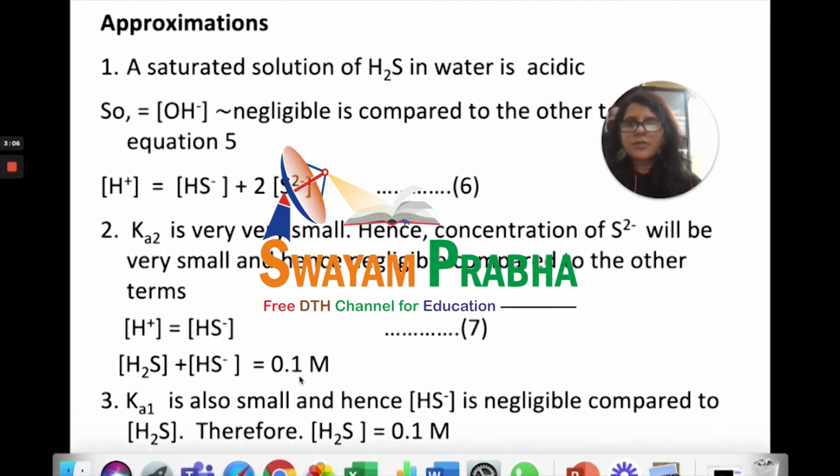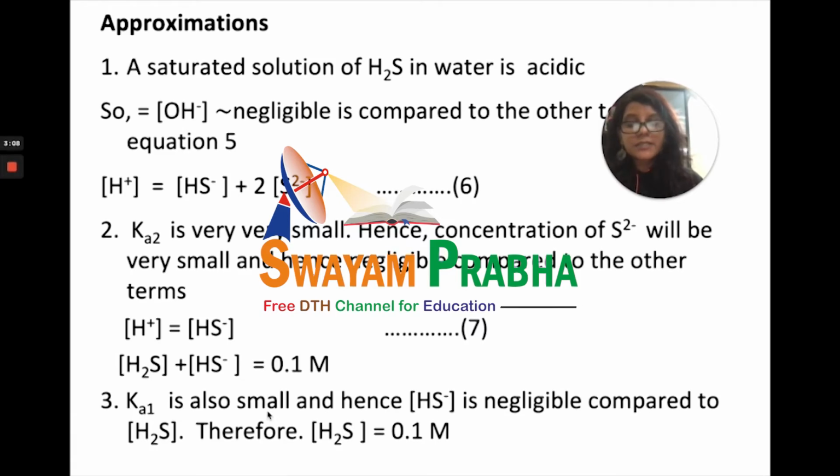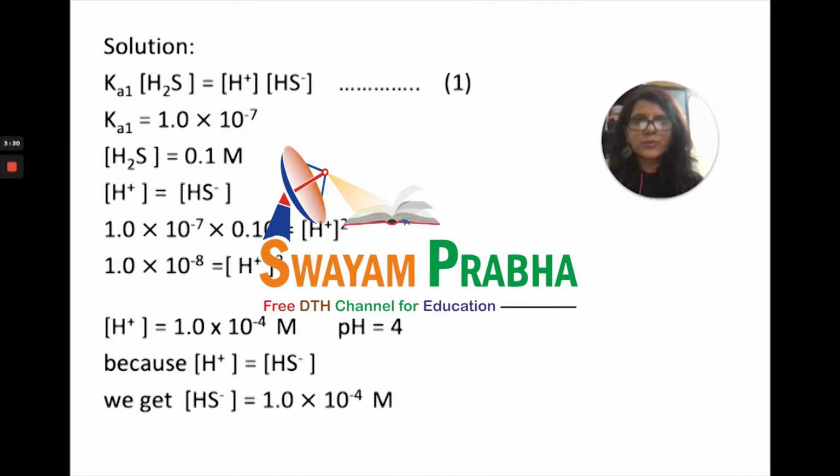The third approximation that we are applying is that Ka1 is also small because it's a weak acid, hence HS minus is negligible as compared to H2S. So we had Ka2 small, we have Ka1 small, and therefore we are ignoring some of the terms. So we have ignored HS minus in this expression and we get H2S is equal to 0.1 molar. Now let us see how do we solve it.